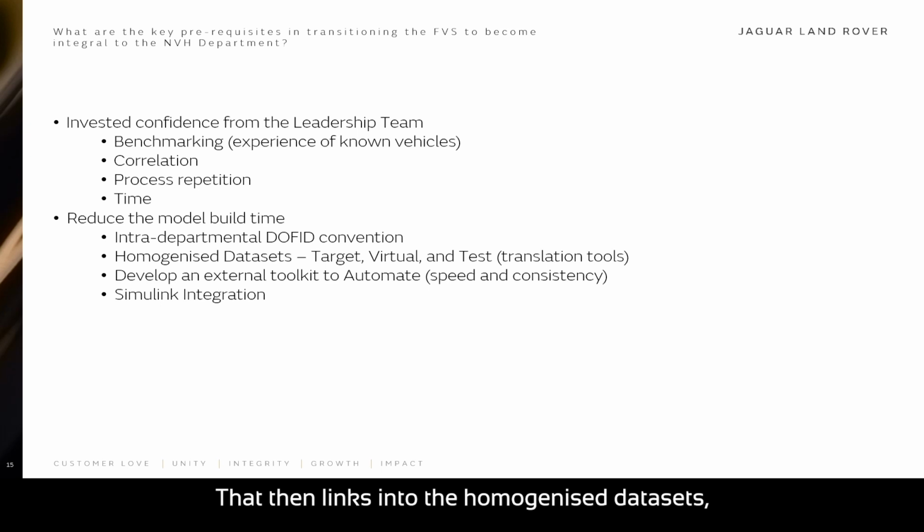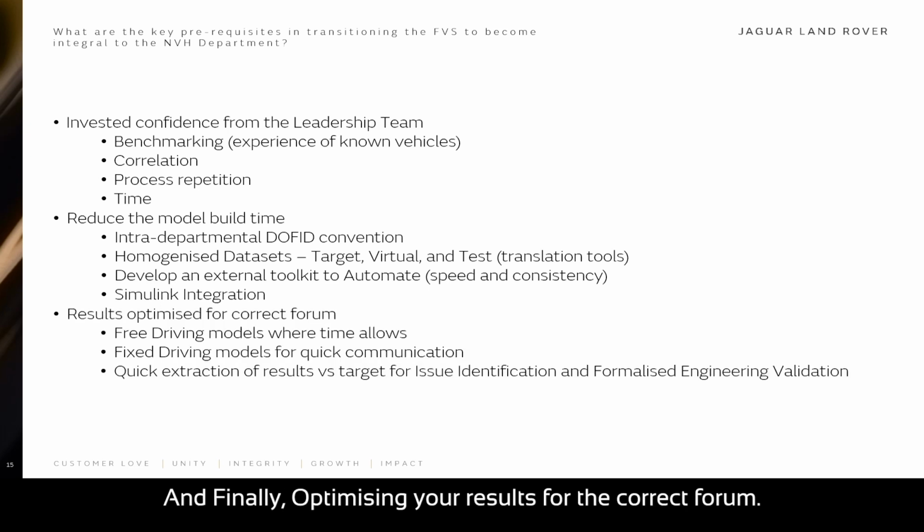That then links into the homogenized data sets. So again, where we mentioned having translation tools from target data sets, virtual data sets, and test, we have established these toolkits in order to quickly convert the formats, which has sped up the process massively. So the external toolkit allows us to automate, providing speed and consistency, removing the human from the loop, and finally the Simulink integration. So again, removing the overheads from performance model builds, and finally optimizing your results for the correct forum.